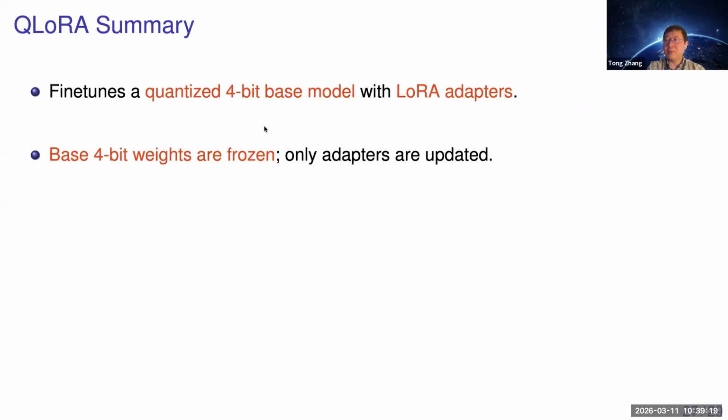So what they are doing is the following. They fine-tune a quantized 4-bit model with a standard LoRA adapter. The 4-bit weights are frozen, used for inference only, so that's why it's okay. The adapters are what get trained, and those are FP16, so this is fine.